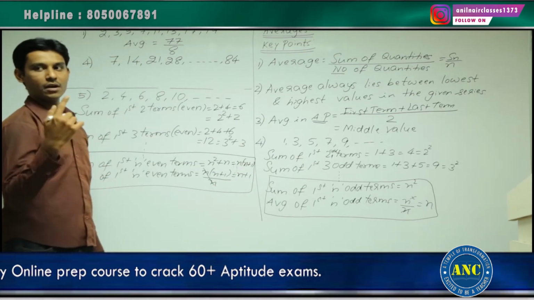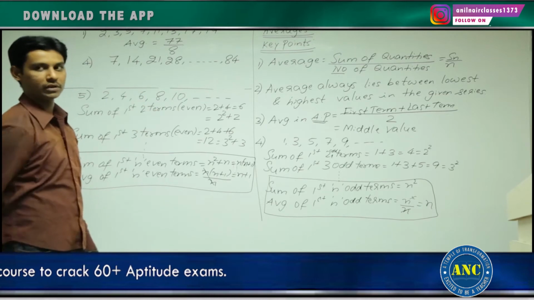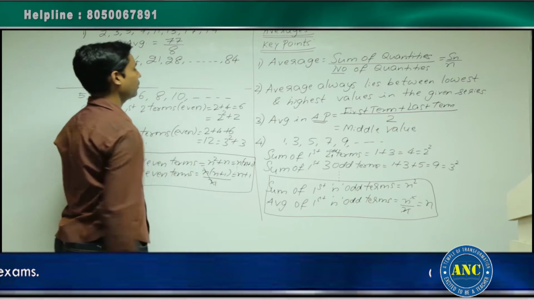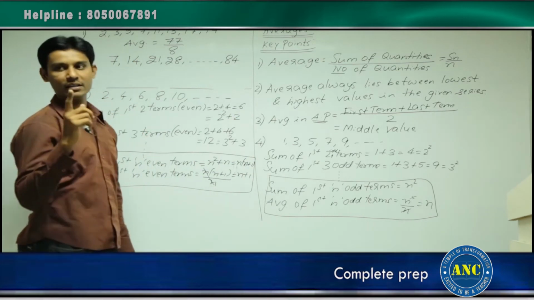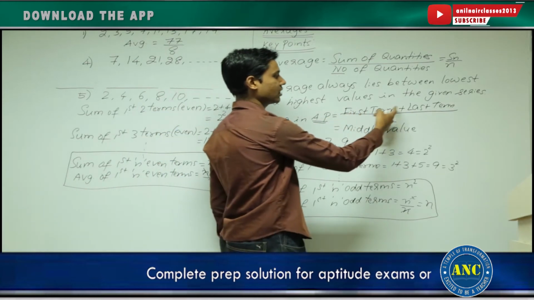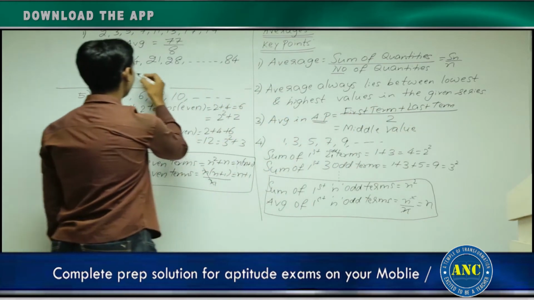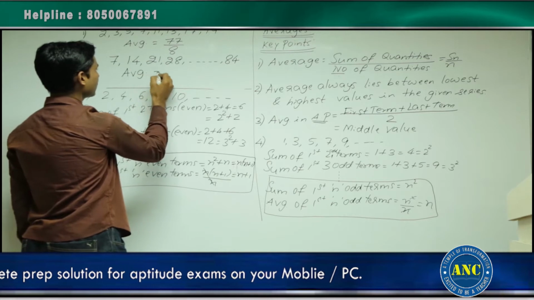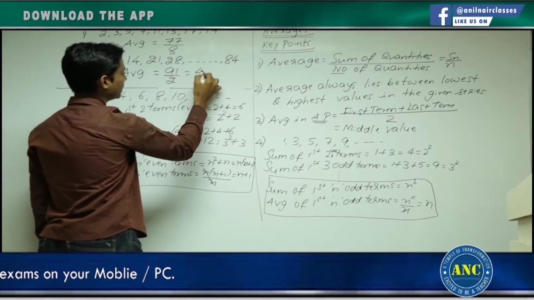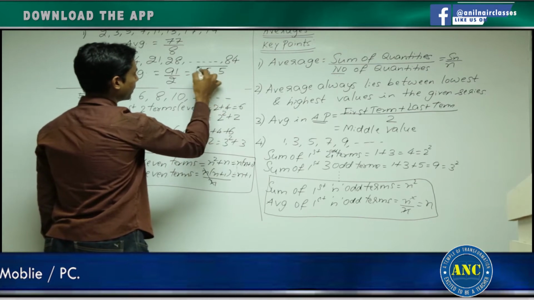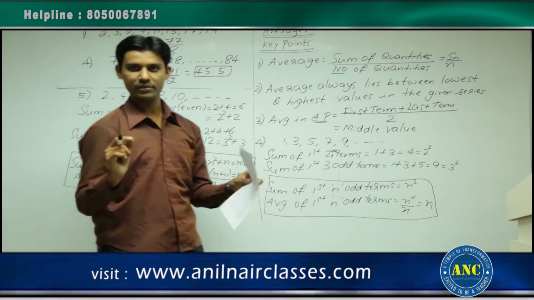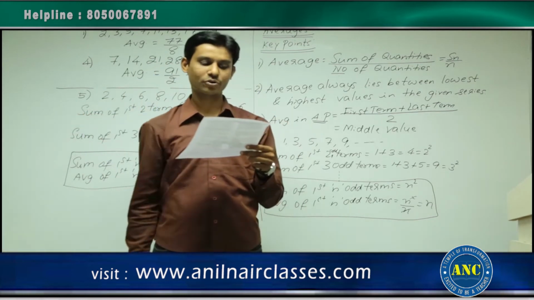Average is nothing but sum of the quantities by number of quantities, or you can also say, this is in AP series 7, 14, 21, 28, etc. It is in arithmetic progression. Average in arithmetic progression is nothing but first term plus last term by 2. So average for this series is nothing but 7 plus 84 by 2, that is 91 by 2. 91 by 2 is nothing but 45.5. Answer for the fourth question is 45.5. Clear with the approach? Please tell the answer for the fifth question.